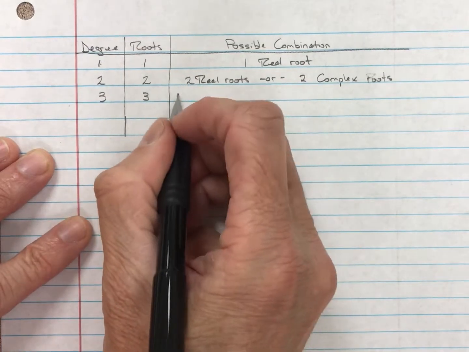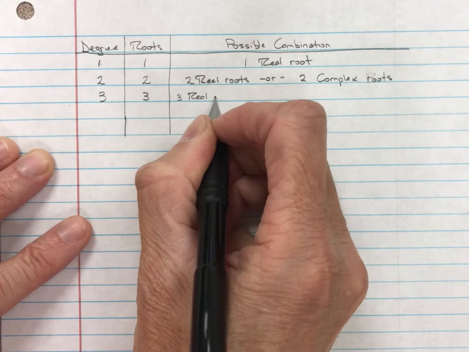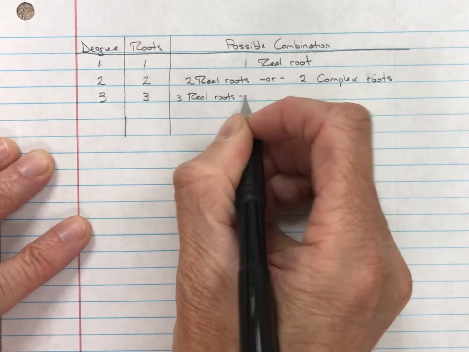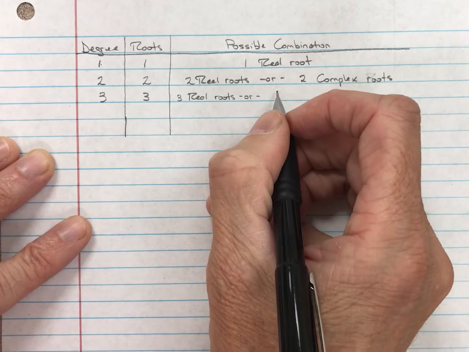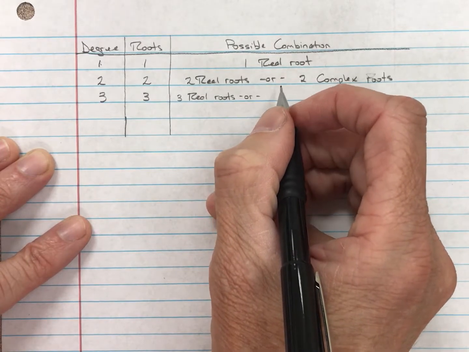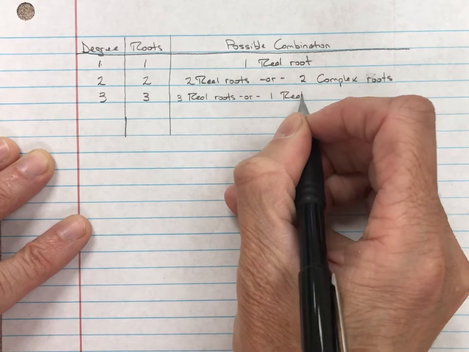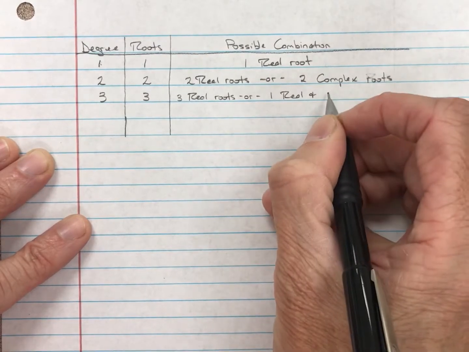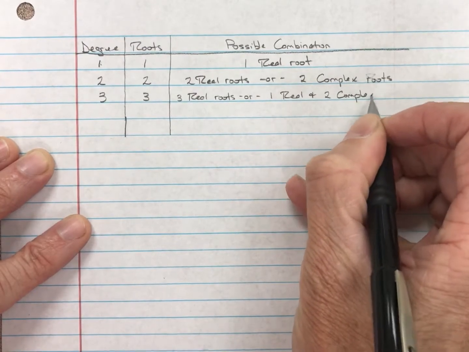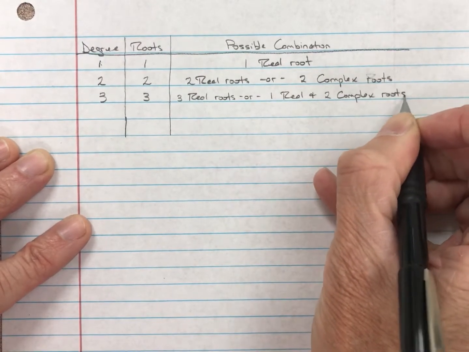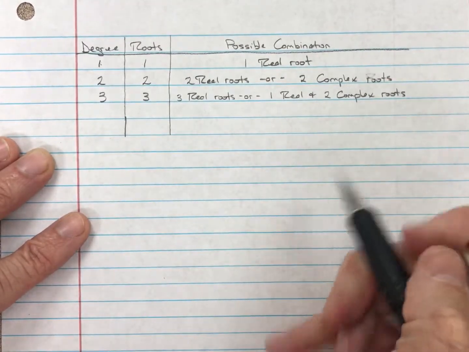Your combination, you could have 3 real roots, or you could have 1 real and 2 complex roots. Those are your possible combinations. You can either have 3 real or 1 real and 2 complex.